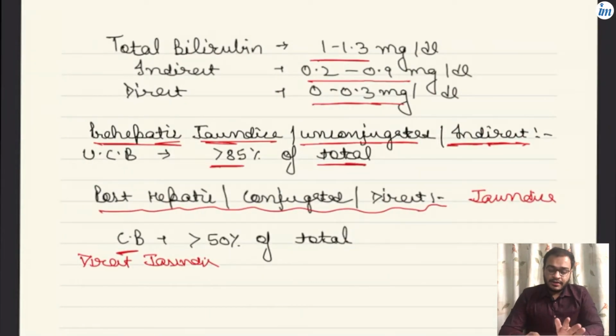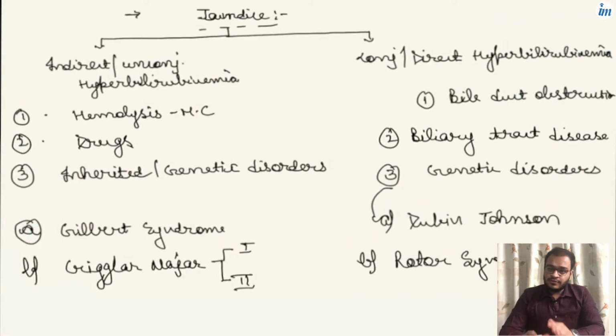Okay, what can be the reasons? As I told you, jaundice can be due to an increase in the amount of unconjugated bilirubin, we say unconjugated hyperbilirubinemia, or another cause is an increase in the amount of conjugated bilirubin, we say conjugated hyperbilirubinemia, the direct type of hyperbilirubinemia.